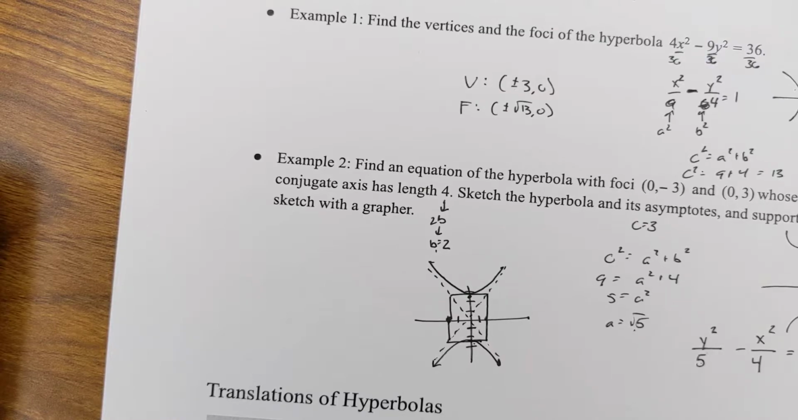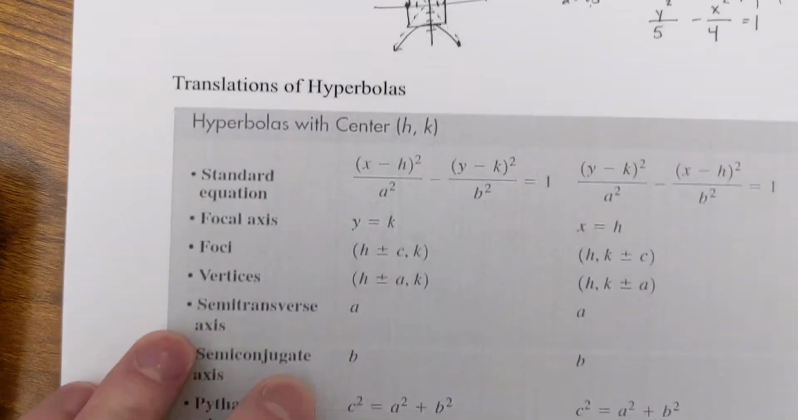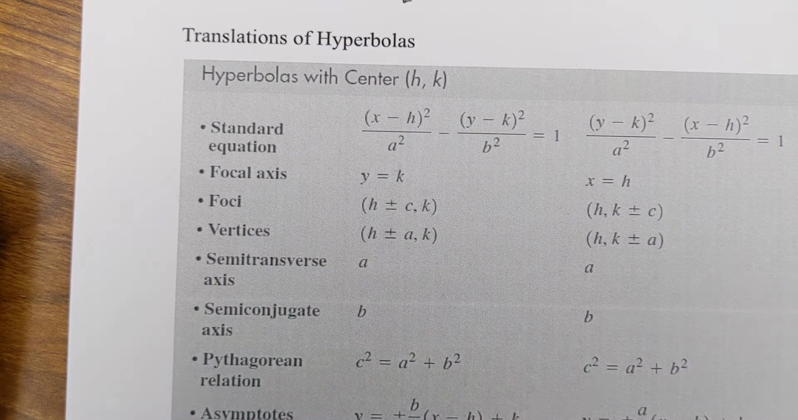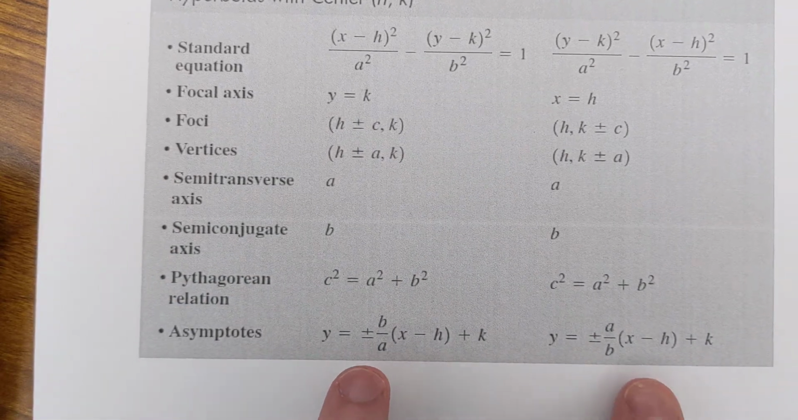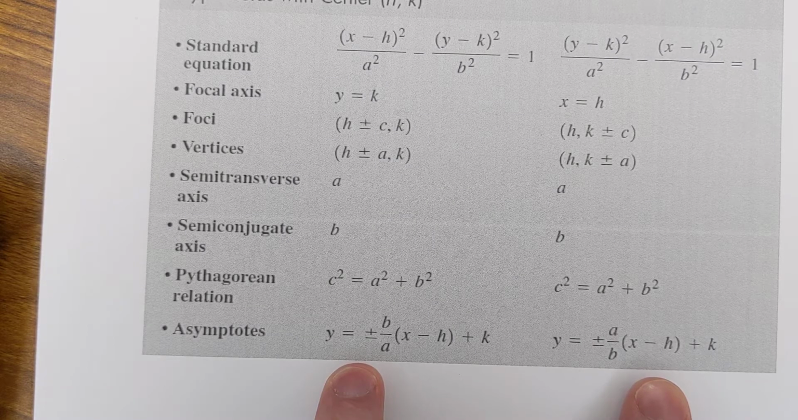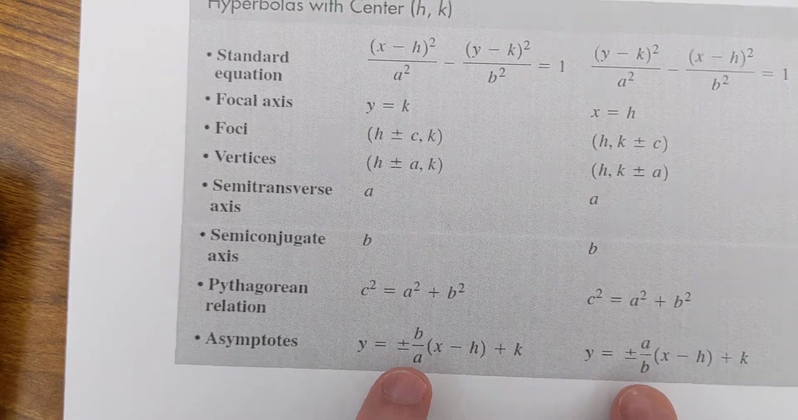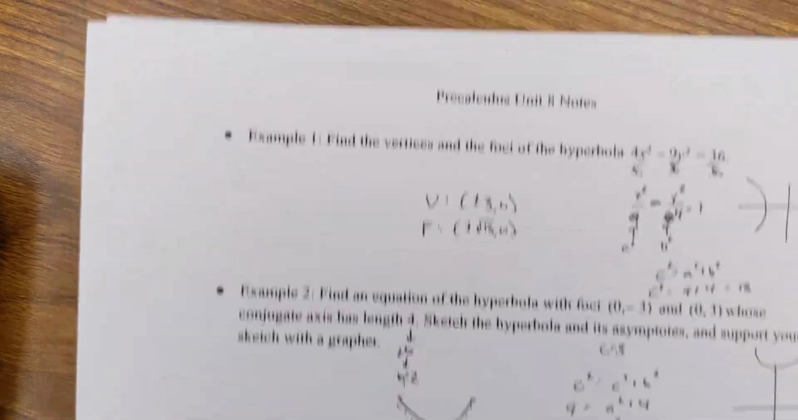Just like with ellipses, you can move them around with the h, k terms, but it's mostly the same. The only equations where the asymptotes get super fun, but these are the generic equations. There's two of them, which is why there's a plus or minus out front.